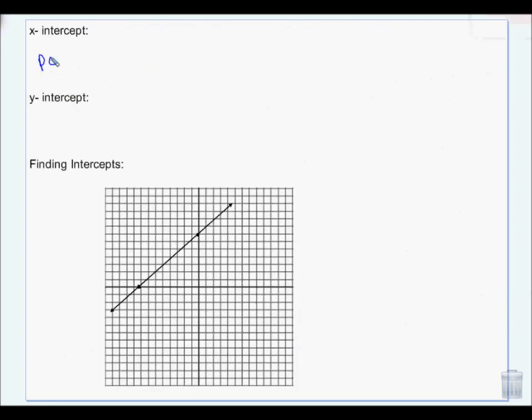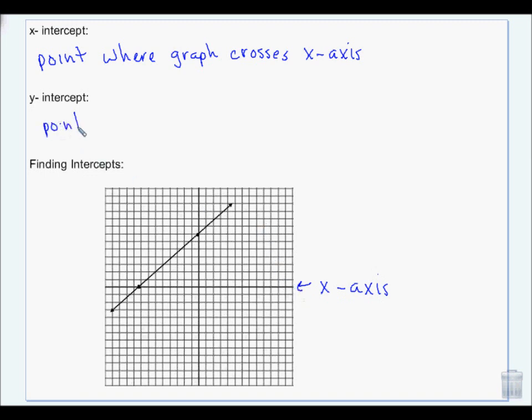The x-intercept is the point where a graph crosses the x-axis. This is the x-axis, the horizontal one. And the y-intercept is the point where the graph crosses the y-axis.